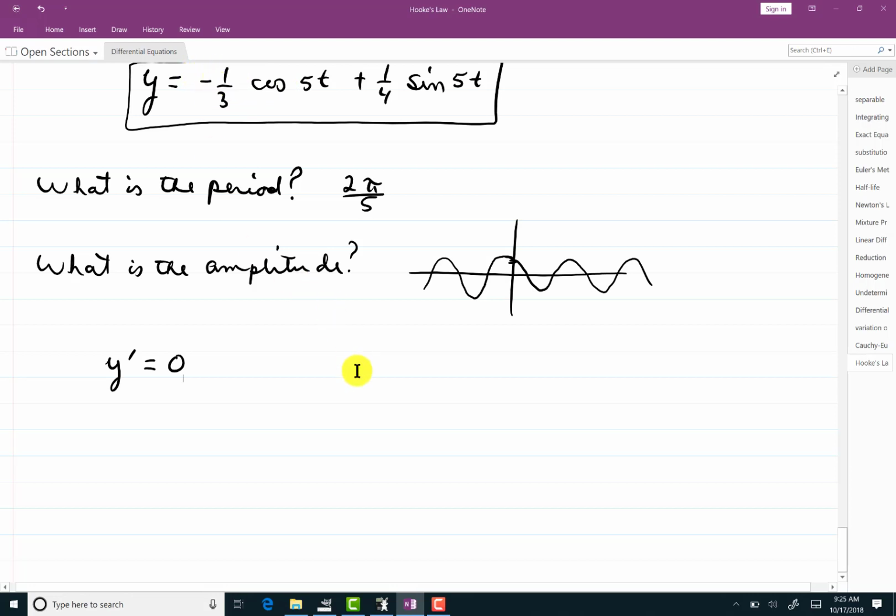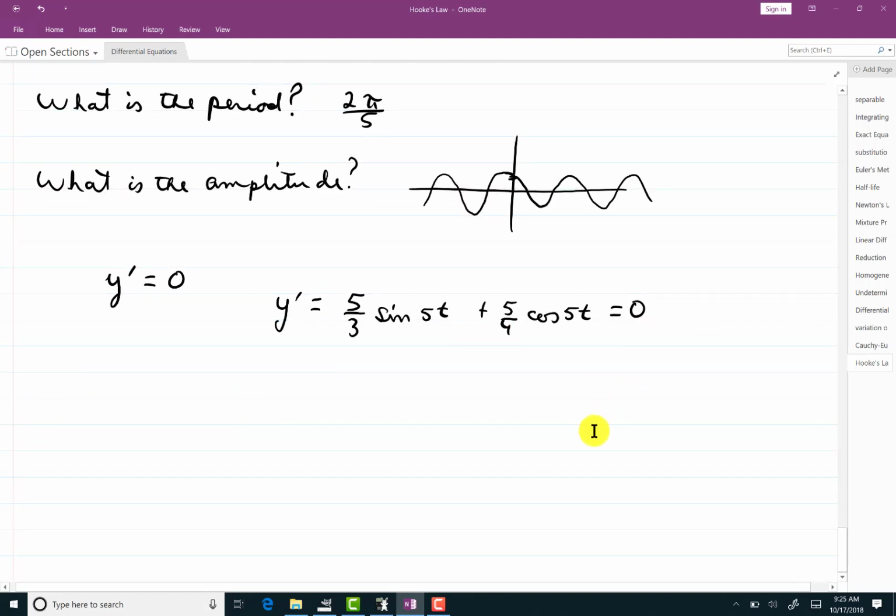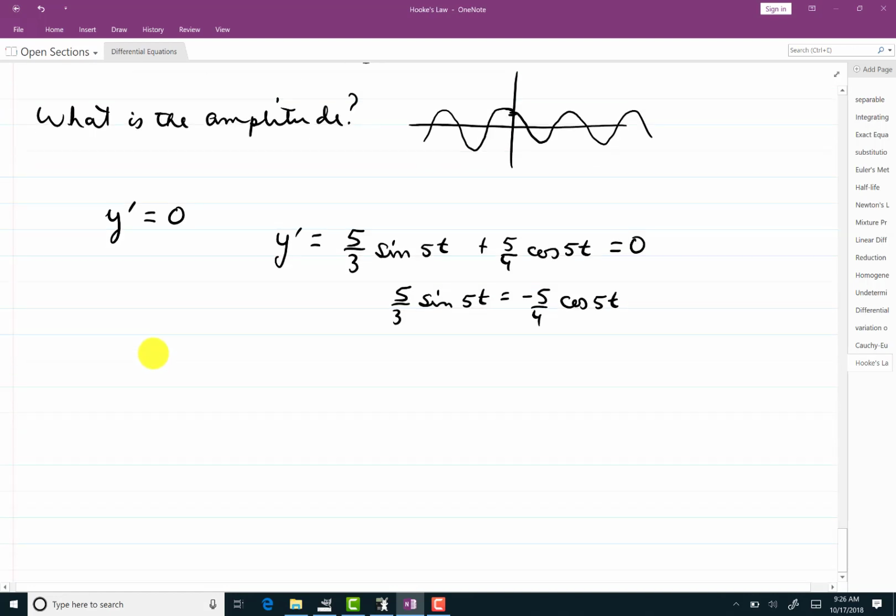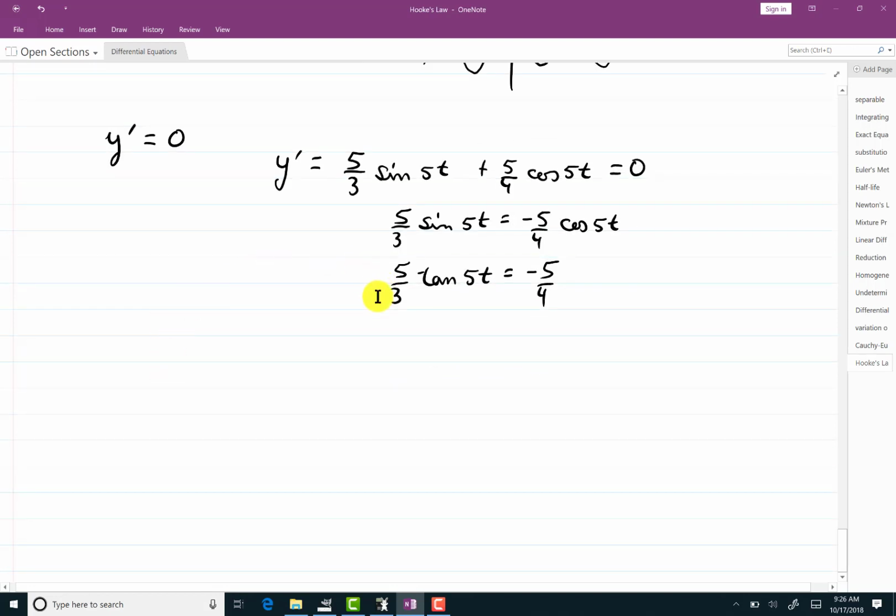So once again, I'll get 5/3. y prime will equal 5/3 sine of 5t, and over here I'll get 5/4 cosine of 5t. We'll set that equal to 0. I'll subtract the 5/4 cosine, so I have 5/3 sine 5t equals negative 5/4 cosine of 5t. I'm going to divide both sides by cosine of 5t, so I get 5/3 tangent of 5t equals negative 5/4. Then I'll multiply both sides by 3 over 5 to get tangent of 5t equals negative 3/4.